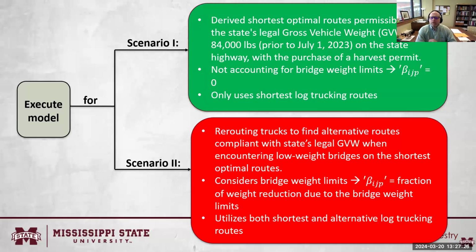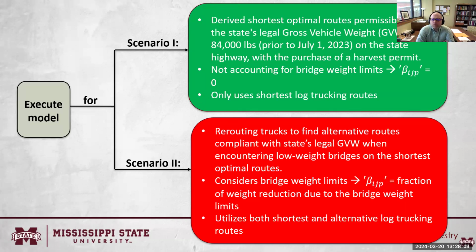So we end up here with two scenarios. First, here you can see scenario one, the derived shortest optimal routes permissible within the state's legal gross weight or vehicle weight. So again, as I said, the truck can't be over 84,000 pounds. That does change after July 1st of 2023. I think it goes up to 88, but I'm not 100% sure on that. On the state highway with the purchase of a harvest permit. So again, all this assumes that the logger is able to get that in the first place.